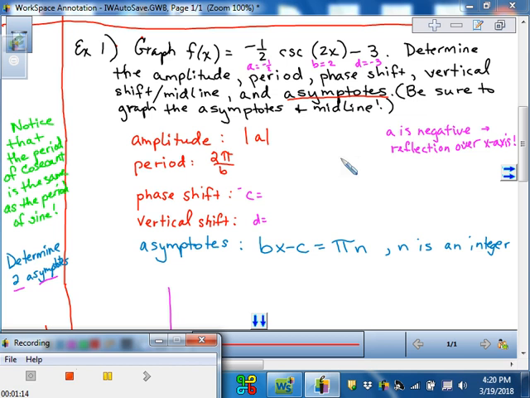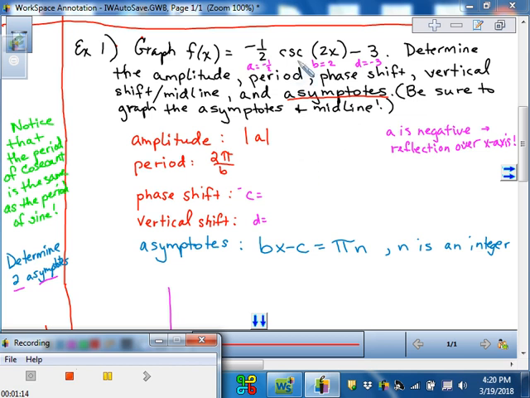Example number 1. We want to graph f of x equals -1/2 cosecant of 2x minus 3. We want to determine the amplitude, the period, the phase shift, vertical shift or midline, and the asymptotes. And we want to be sure to graph the asymptotes and the midline when we make our graph.